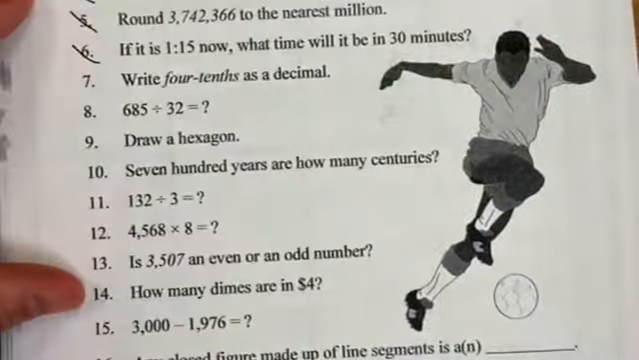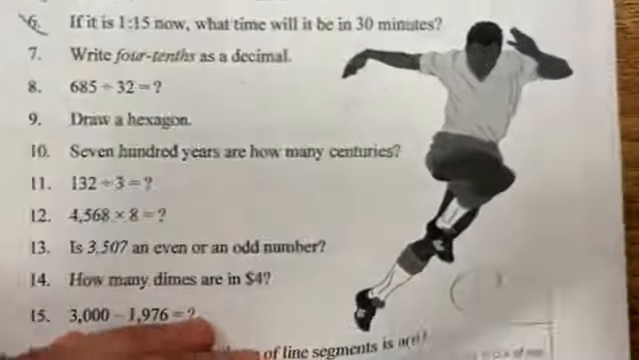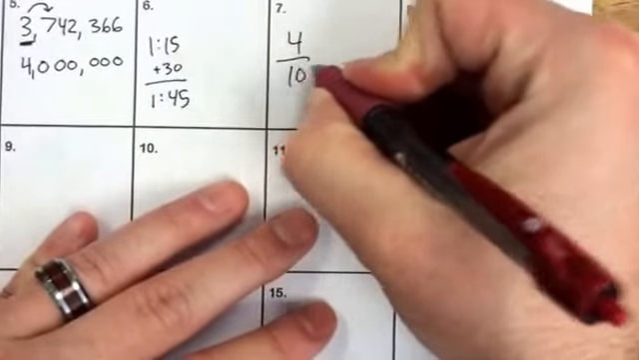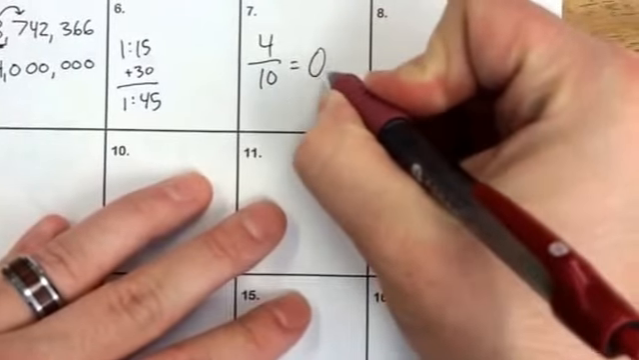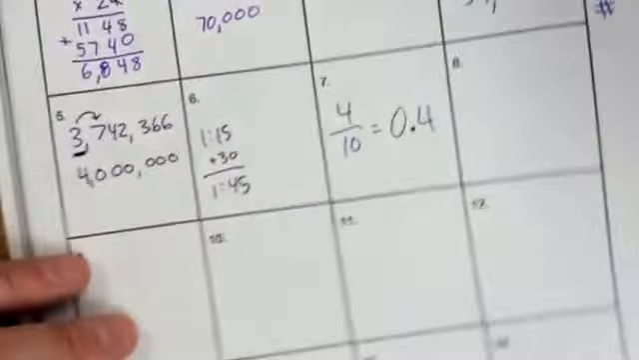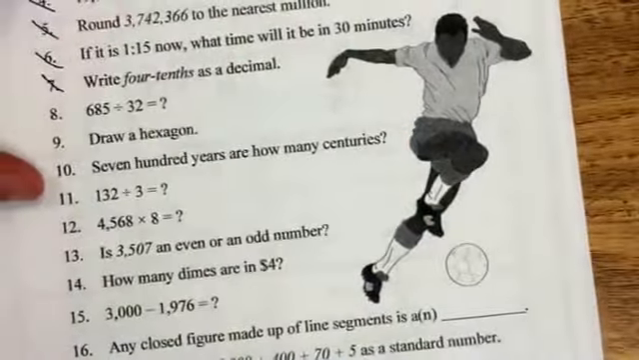All right, number 7. Write 4/10 as a decimal. And I know that 4/10 looks like this as a fraction, and that is equivalent to 0.4. That is 4/10. All right, and then number 8, we need to look at 685 divided by 32.